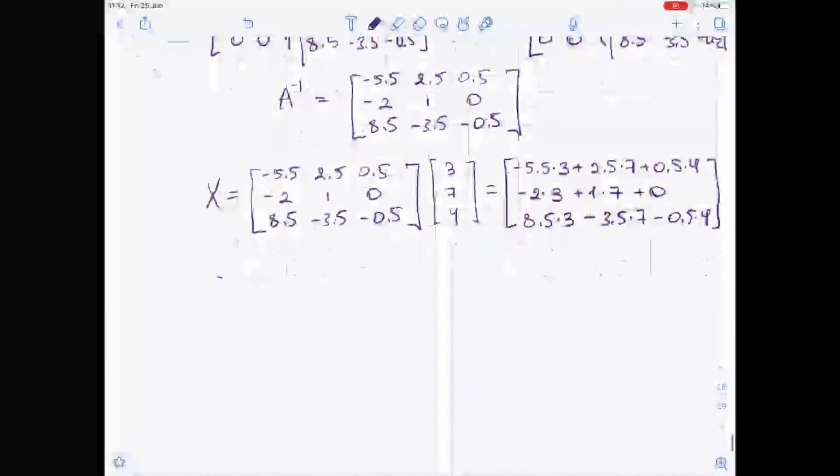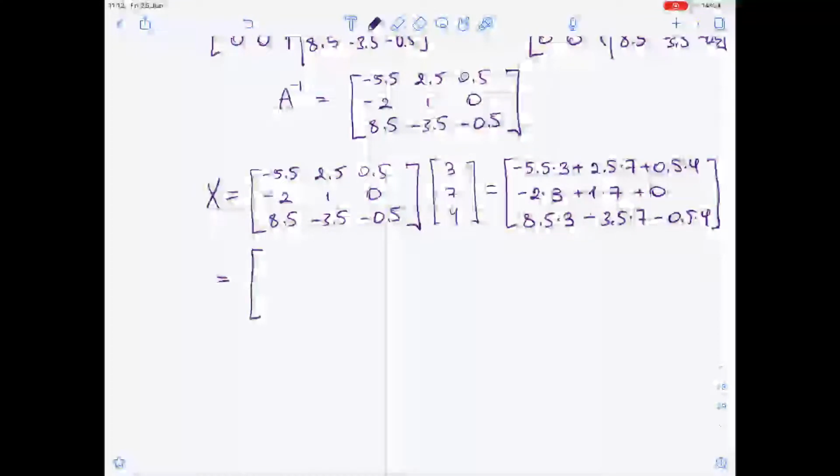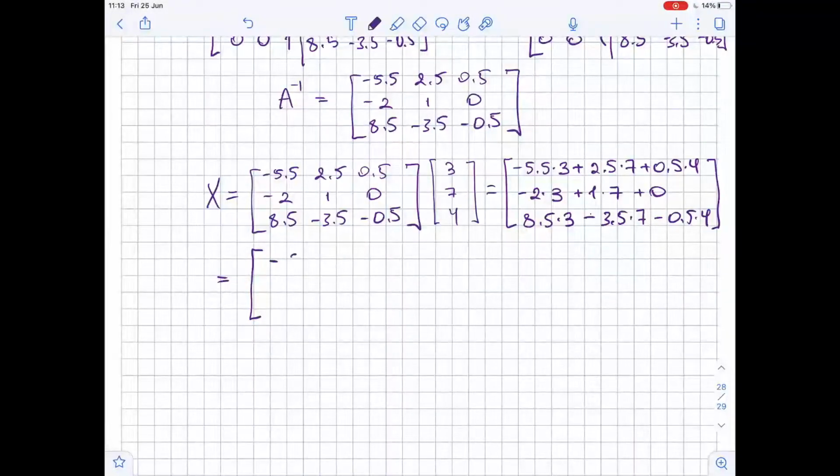Now let's simplify it, and we got that x equals 3, 1, negative 1. So we have found the solution matrix, so that means that x equals 3, y equals 1, and z equals negative 1.